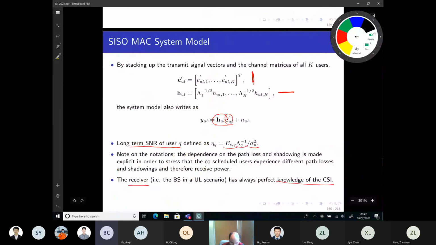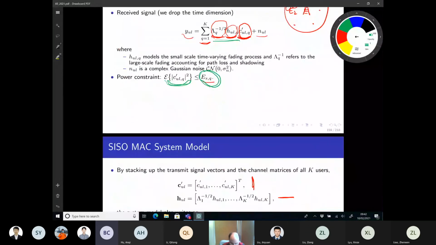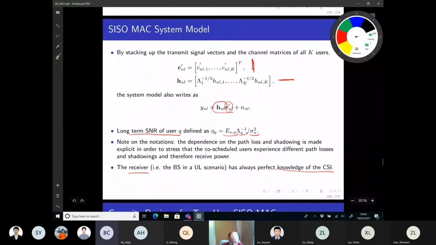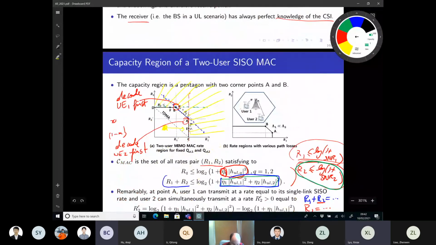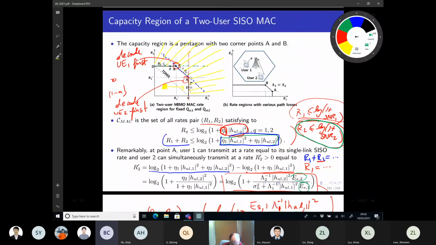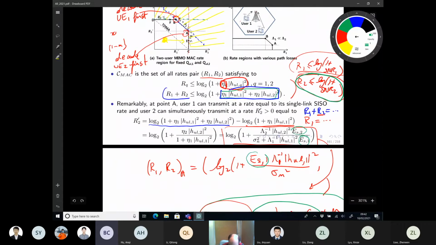If you increase the maximum power at which you can transmit, you will actually enlarge that region. How do you achieve that boundary here? It is by transmitting with a power that is equal to the maximum power that is allowed. So how you achieve that line here is by directly using the maximum power that is available for user 1, and the maximum power that is available at user 2.